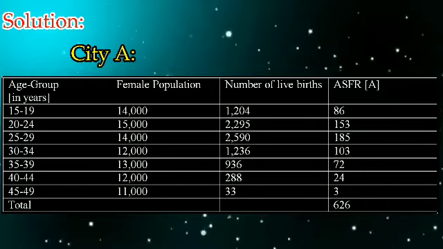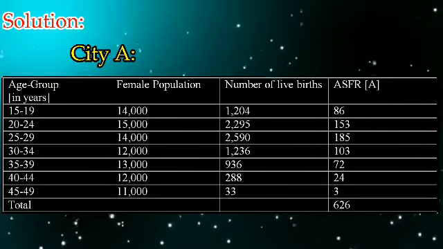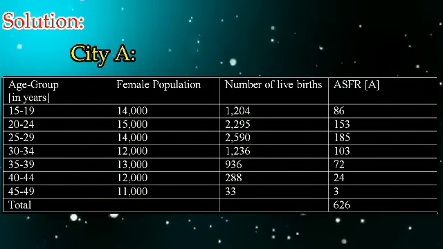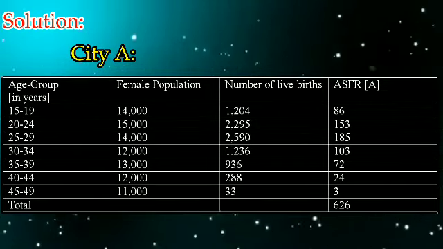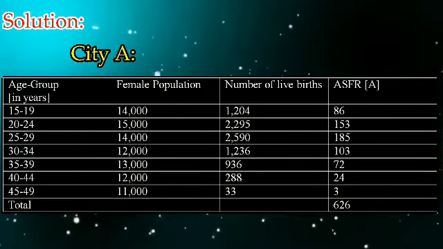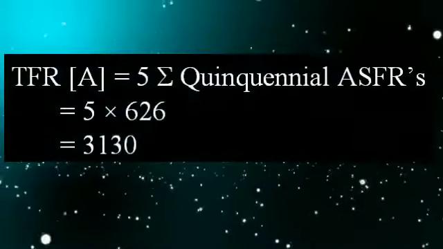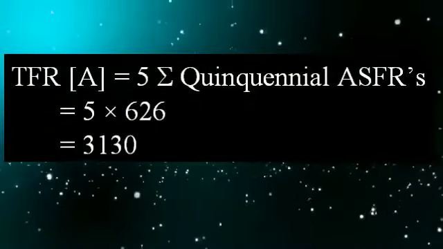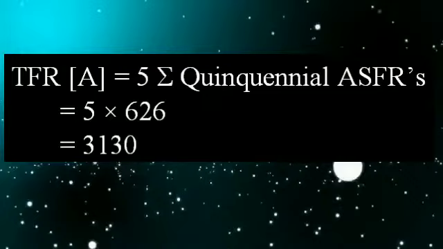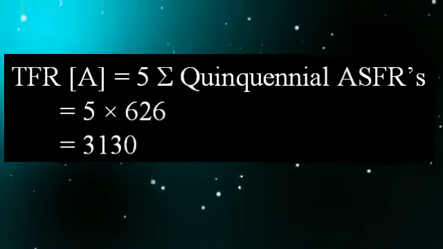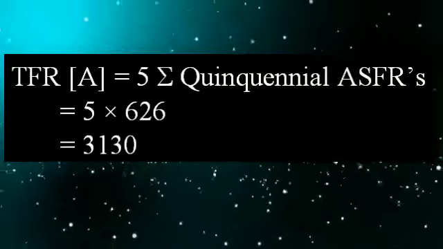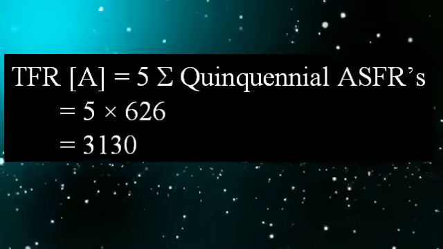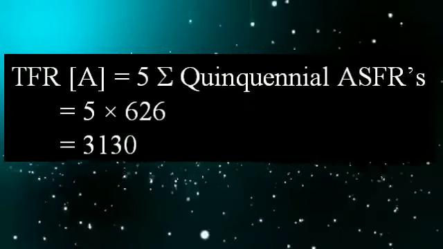After that, compute TFR for city A. So TFR of A equal to, here the difference between the age groups or the width of the class interval is 5. So the formula is TFR equal to 5 into sigma quinquennial ASFRs, that is equal to 5 into 626, that is equal to 3130.